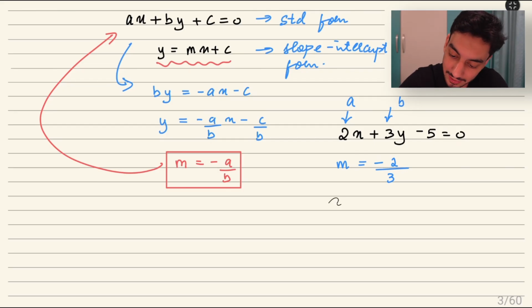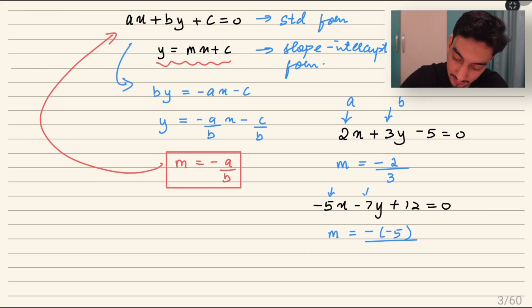Let's just take one more example. Let's say I have an equation which looks like negative 5x minus 7y plus 12 is equal to 0. Now I again know the same formula: it is negative a over b. So slope would be equal to negative a. A is negative 5, so I write negative 5 over b. B is negative 7. This would be negative, negative is just a positive, 5 over negative 7, which is negative 5 over 7. So that's the slope of this line.